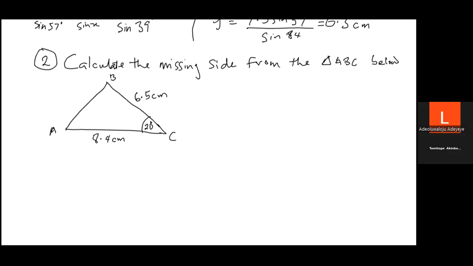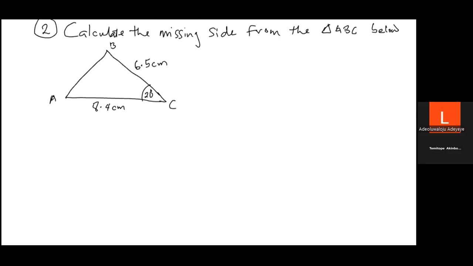Done, sir. Okay. So now, which of the rules do you think will be able to handle this? Cosine rule. How do you know it's cosine rule? Because you got two sides and one angle. Two sides and the included angle.